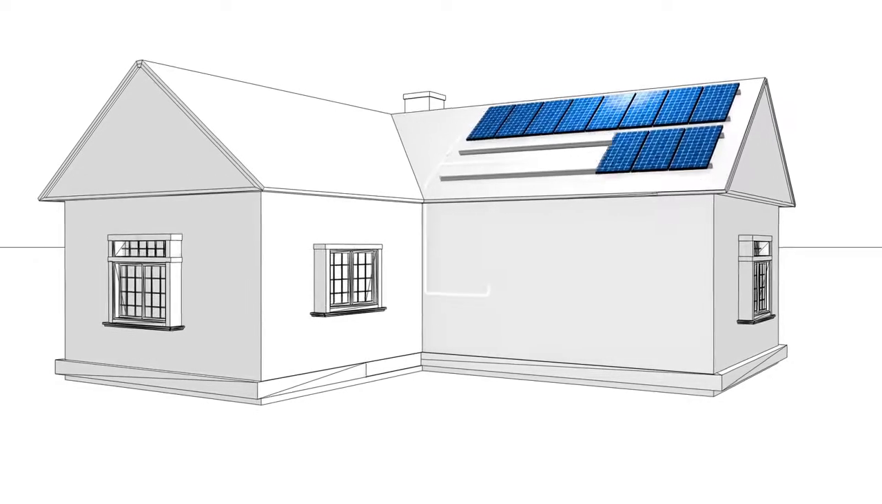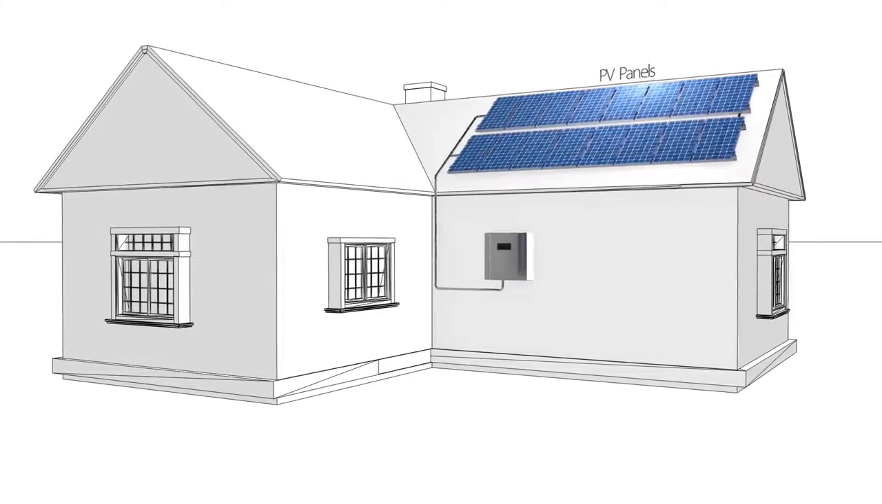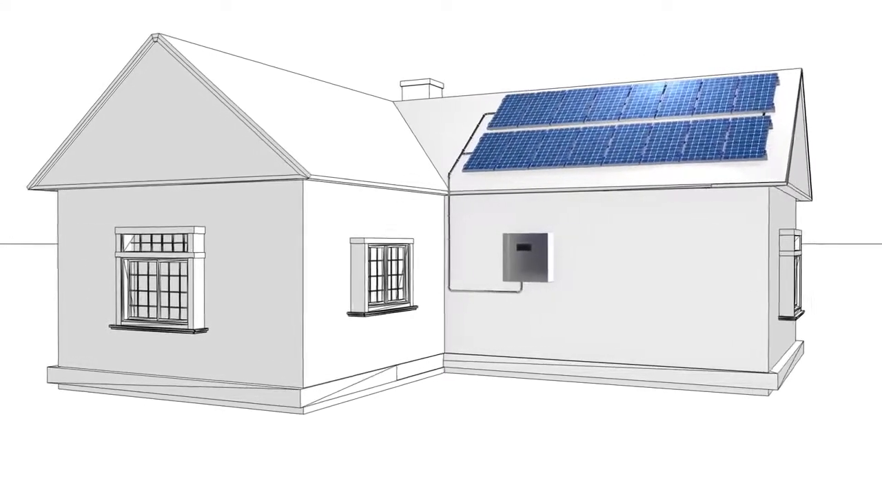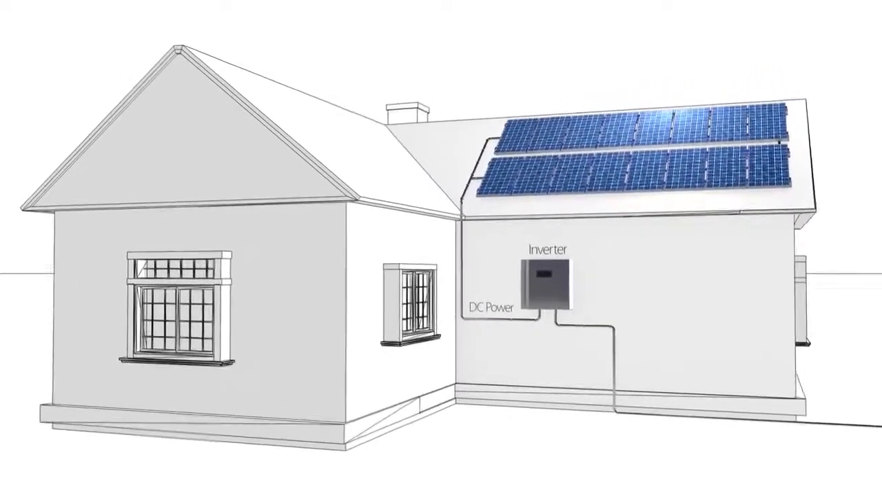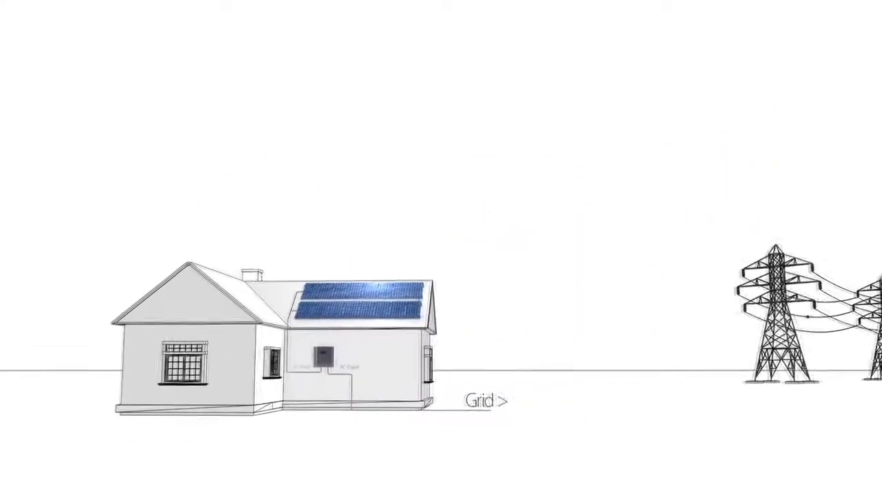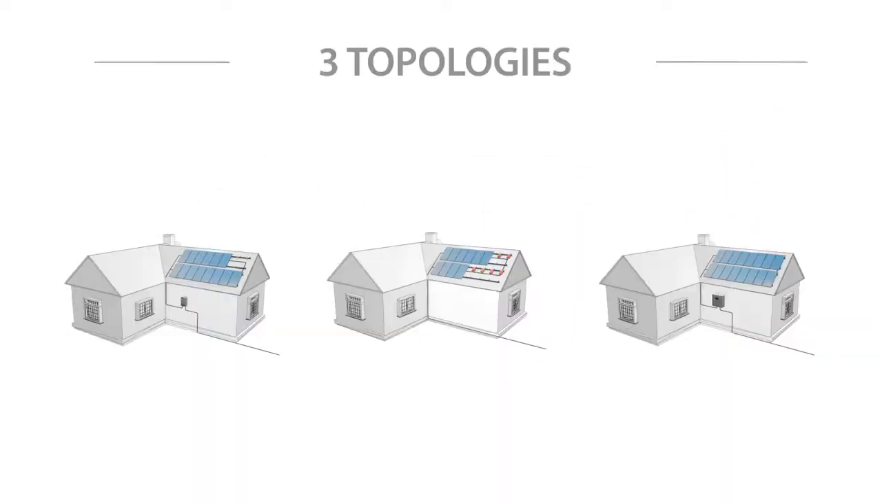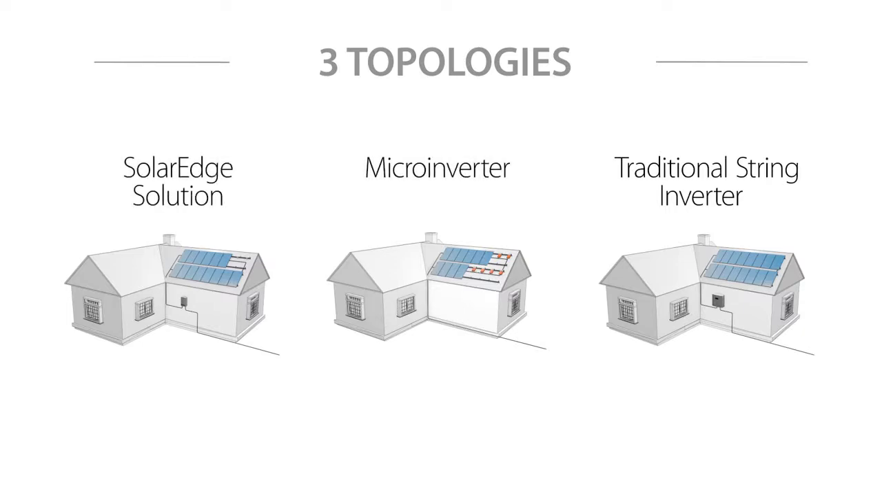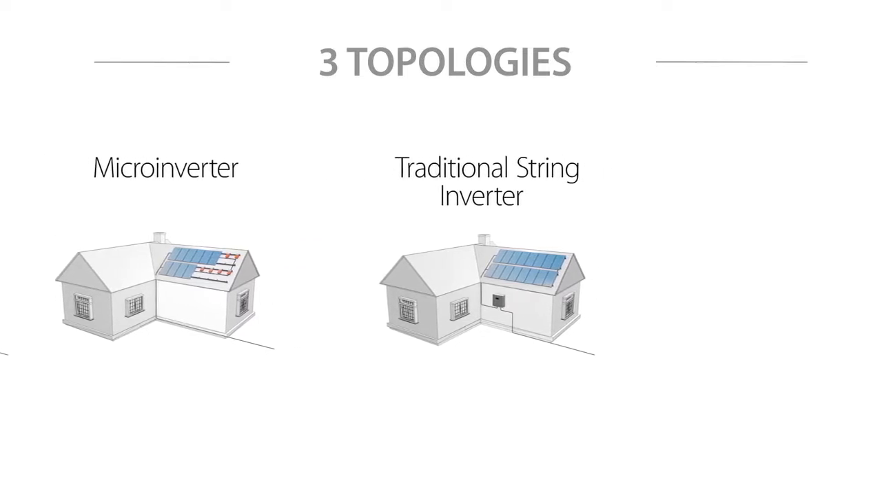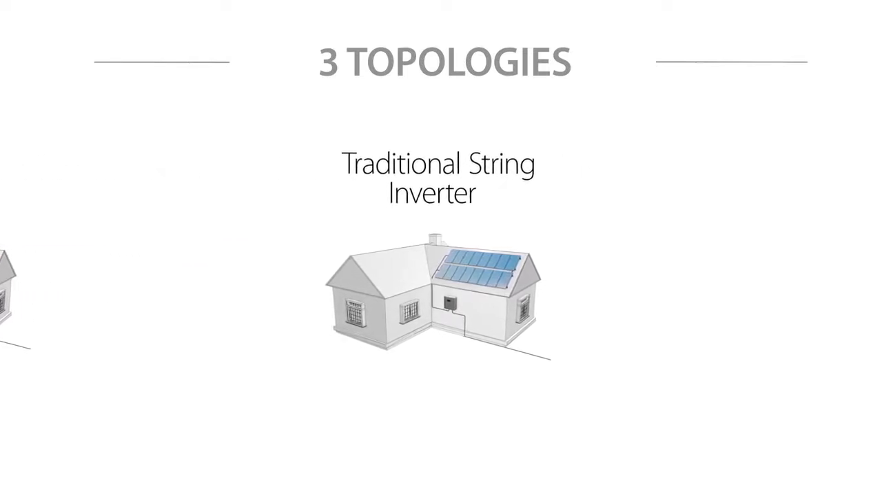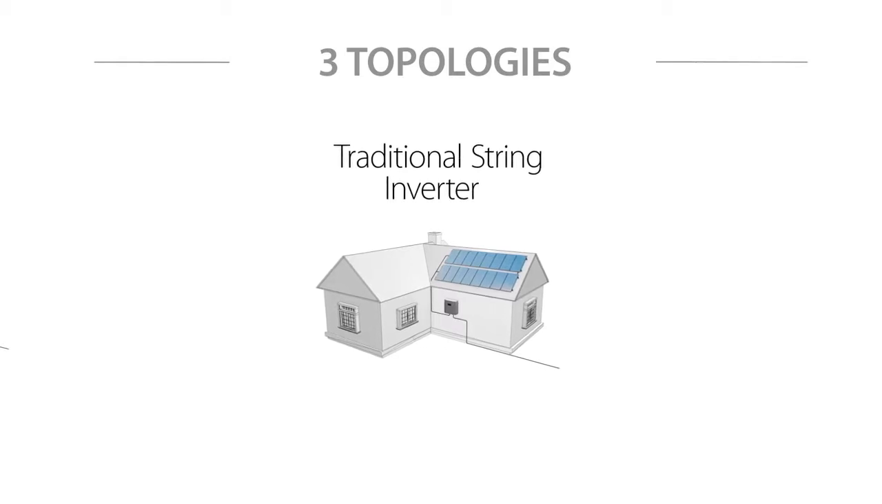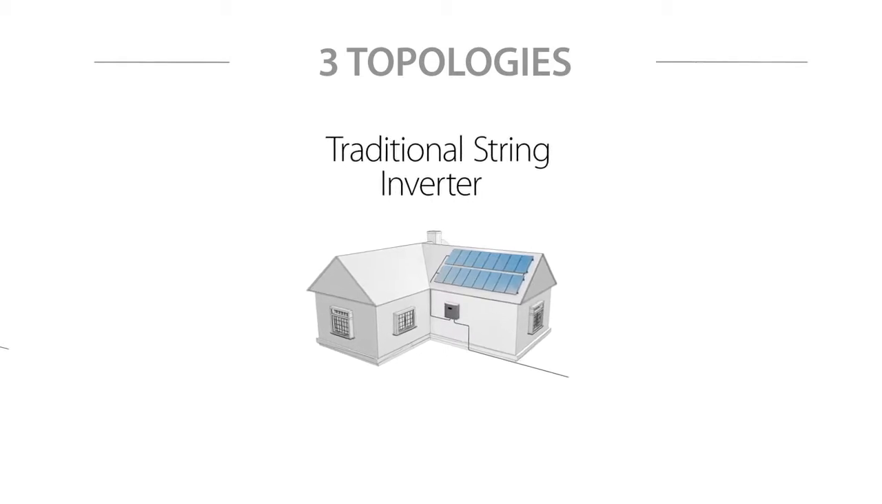A photovoltaic system consists of PV panels, which produce DC power when exposed to sunlight, and an inverter, which inverts the DC power into AC power that is fed into the utility grid. Three different inverter topologies are currently used in PV systems: a traditional string inverter system, a microinverter system, and the SolarEdge solution. The traditional string inverter topology, which is still used in the vast majority of all installations, has a number of significant drawbacks.